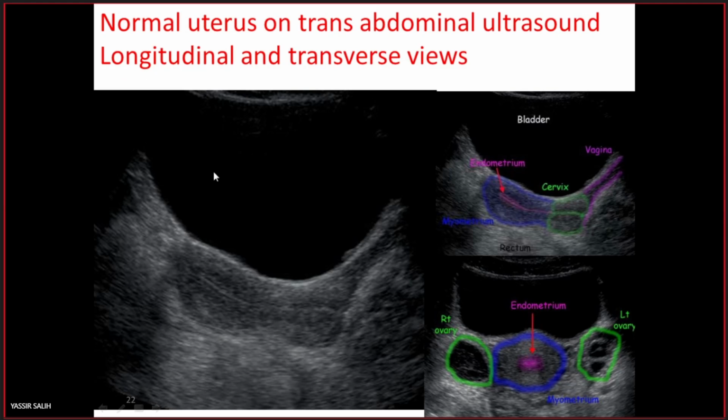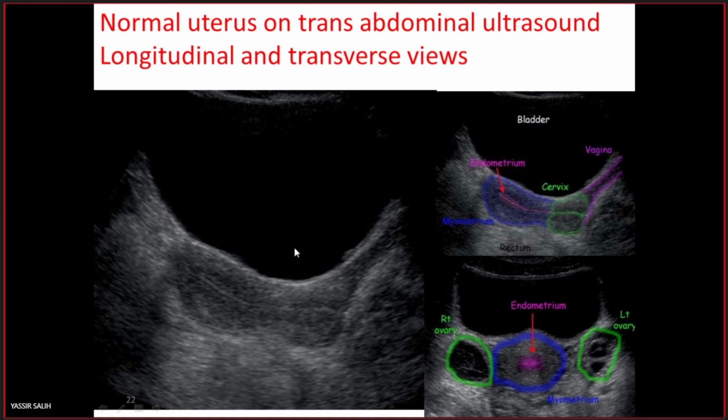This is transabdominal ultrasound. ليش? Because you can see the bladder containing urine. Urine is anechoic, black, and this urine is used as a window to look at these structures. If the patient has an empty bladder, it is difficult to see these structures, the uterus and even the ovary. So this is transabdominal ultrasound.